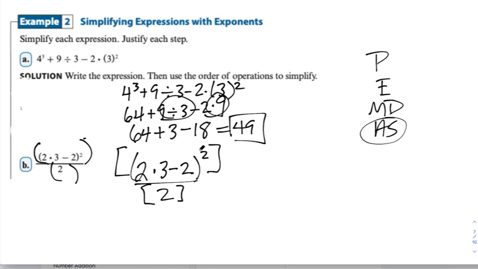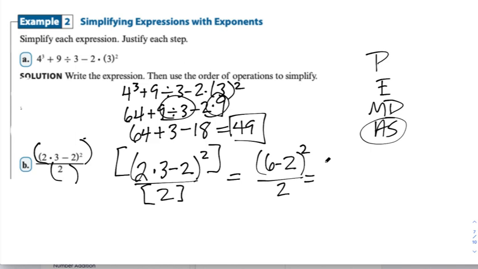So if we're thinking that way, let's look at what's happening in parentheses. We need to do what's in the parentheses first. In the parentheses, we've got multiplication and subtraction. So the first thing we're going to do is multiply. So we get 6 minus 2. Raise that to the 2nd power, all of that over 2. Again, I'm still simplifying this.